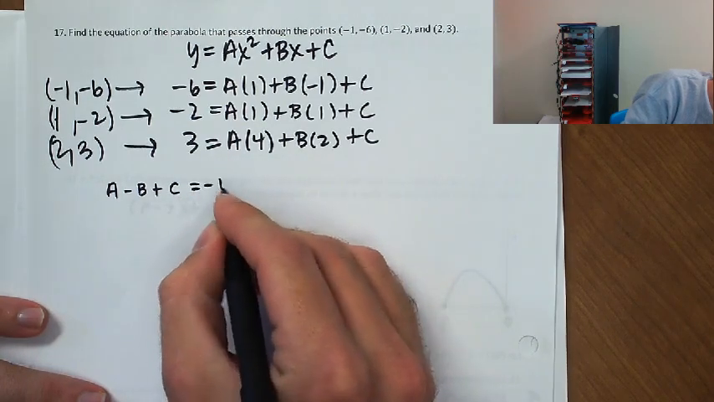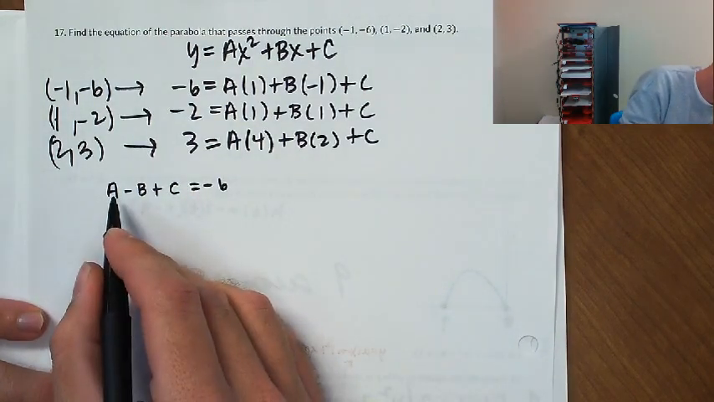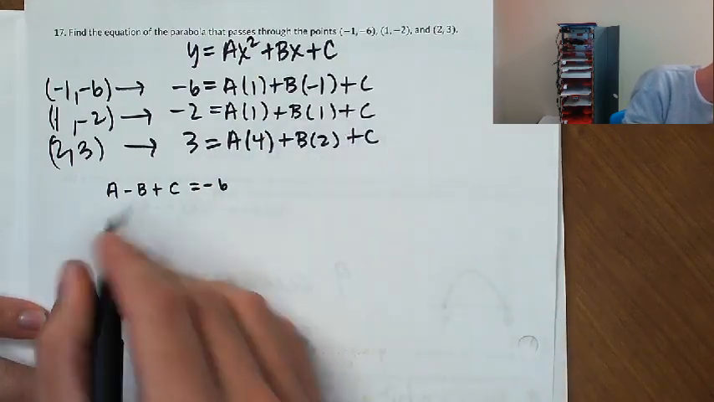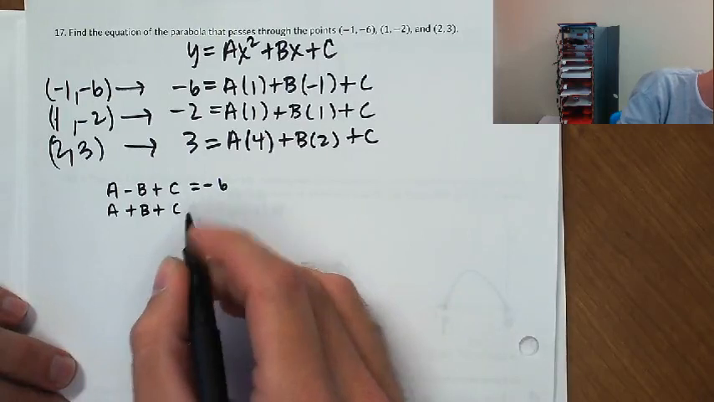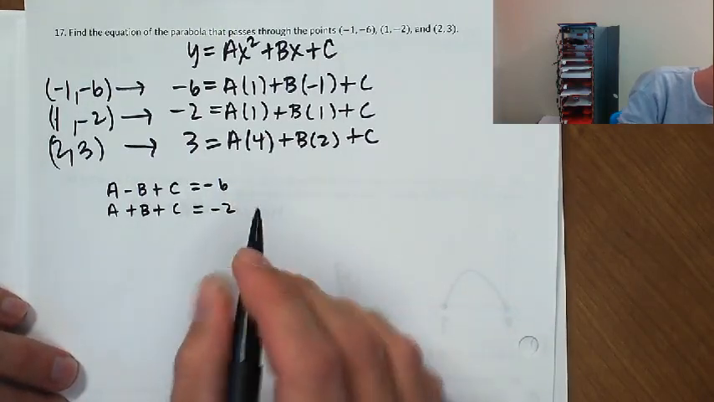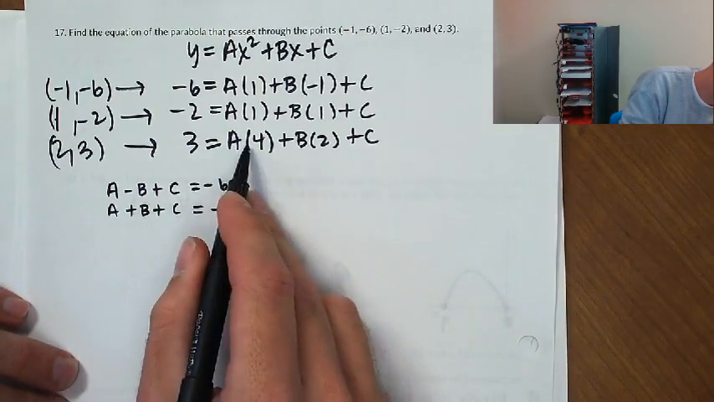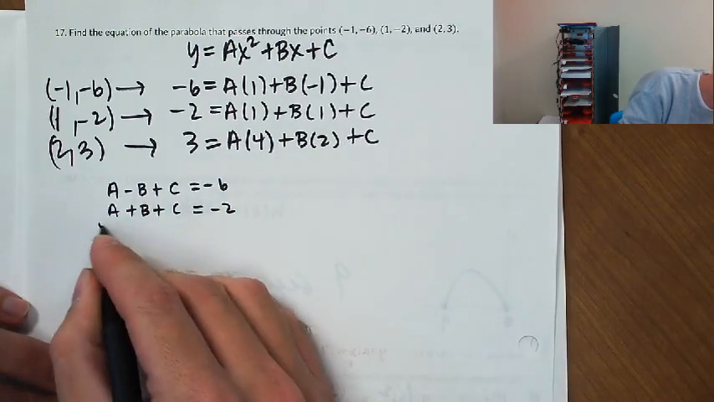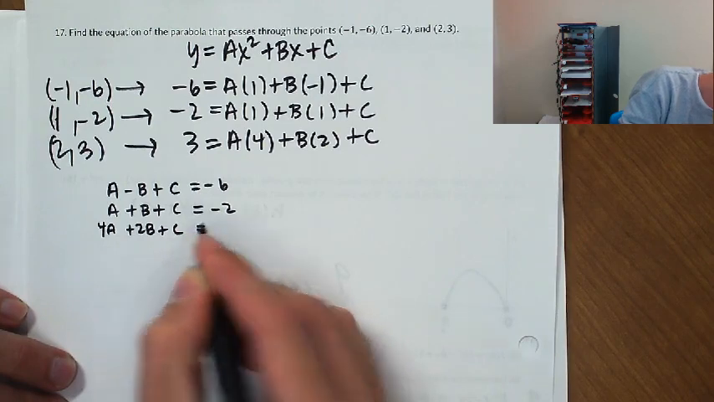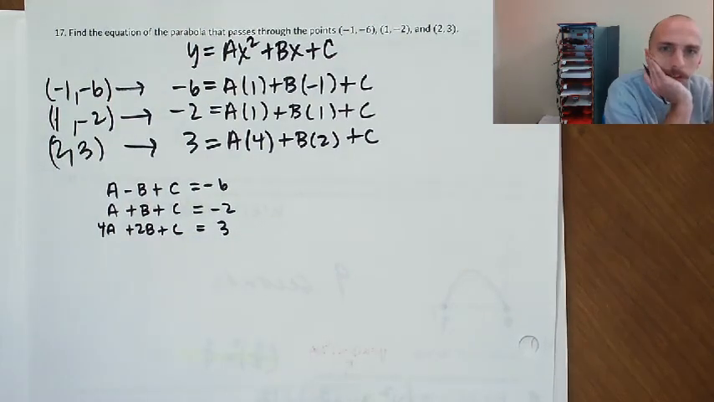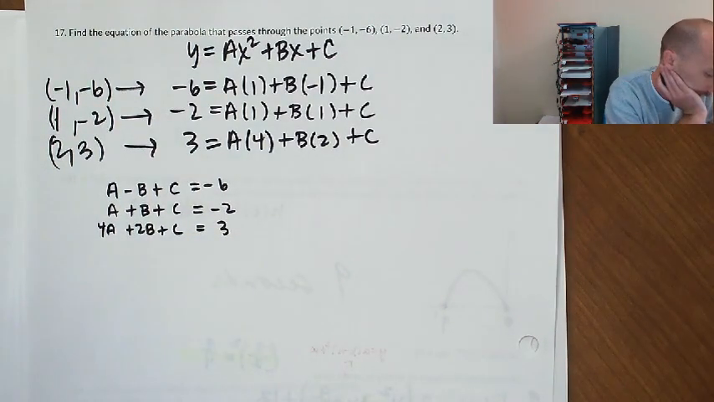Equals -6. Then a plus b plus c, maybe I'll just eliminate on b, is equal to -2. And then 4a, 2b, and c is going to be 3. I'm going to think about this for a second.